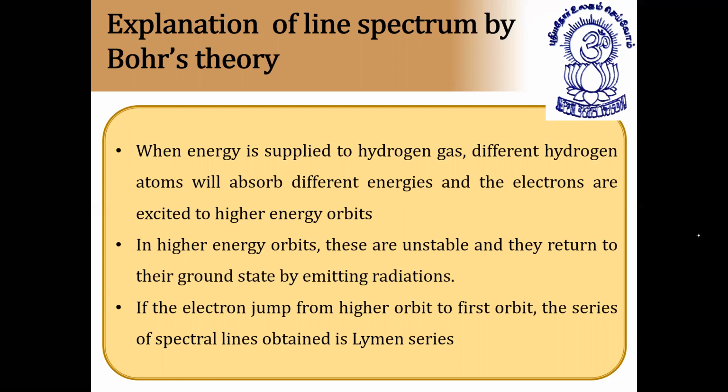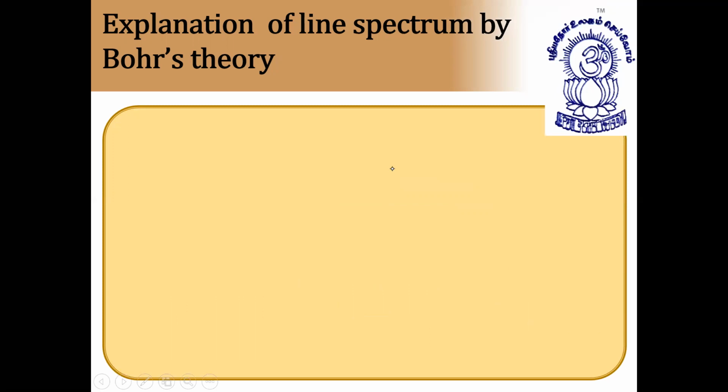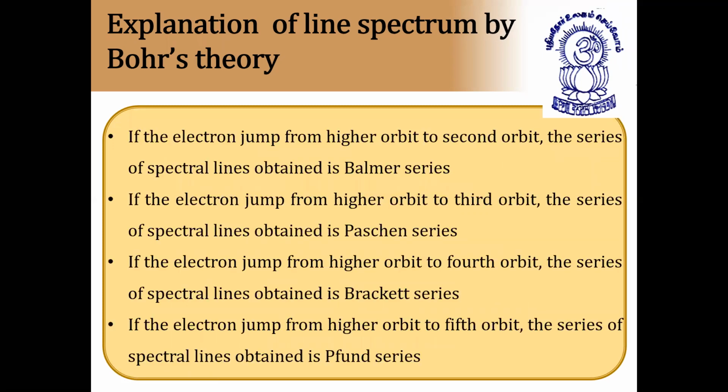In the previous session we explained the hydrogen spectrum, and this is the explanation of the hydrogen spectrum by Bohr's theory. How did Bohr explain it? If the electron jumps from a higher energy orbit to the first orbit, the series of spectral lines formed is commonly called the Lyman series. Similarly, if the electron jumps from a higher energy orbit to the second orbit, the series obtained is called the Balmer series. This is formed in the visible region. There are the infrared region, visible region, and ultraviolet region. The Lyman series is in the ultraviolet region, and the Balmer series is in the visible region.